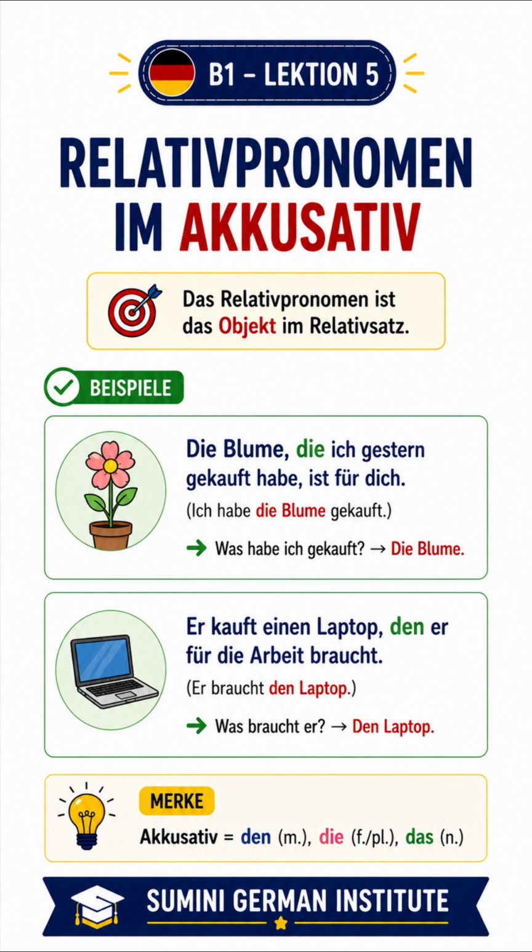Another example, er kauft einen Laptop, den er für die Arbeit braucht. He buys a laptop that he needs for work. Ask, what does he need? The laptop. Again, the laptop is the object. That's why we use den.